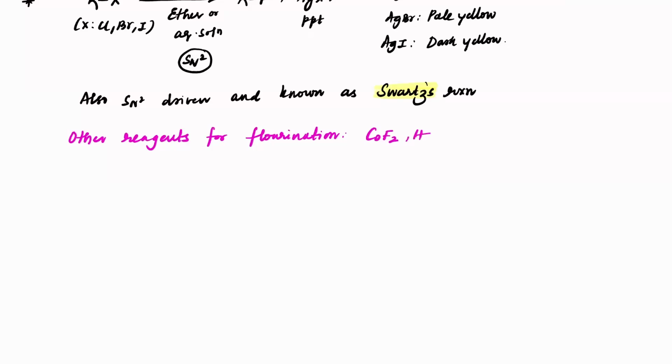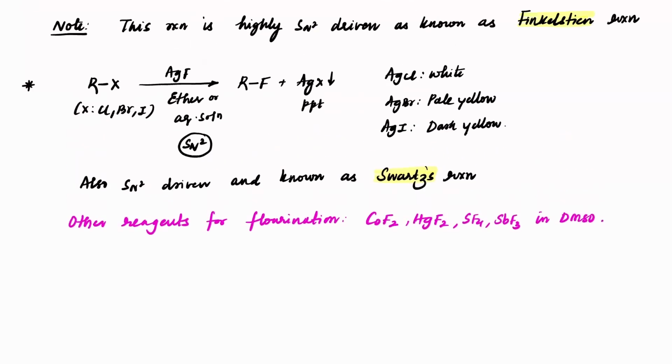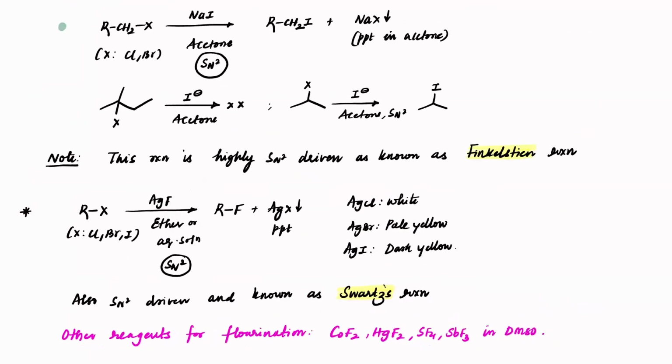COF2, HgF2, got it? Then we have SF4, got it? SbF3. These are all in DMSO. So if you take it in DMSO, we will have a similar type of reaction where we can get some precipitate of halogens, and fluorine will get substituted on it.